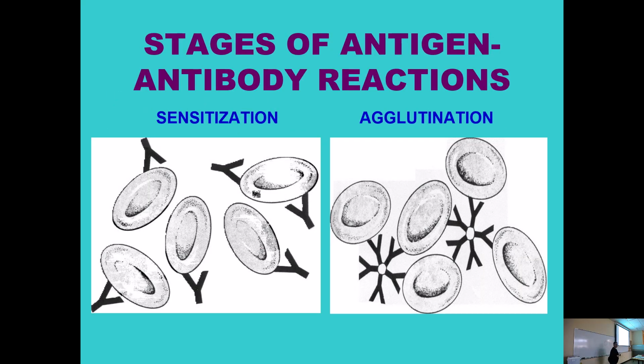So, stages of antigen-antibody reaction. I've got sensitization versus agglutination. Remember I talked about your IgGs being small. I'm going to attach to it and hang on to it, but I can't do anything else because this arm can't reach a second cell. Versus you've got these big IgMs that are like, oh, I'm going to cause major agglutination here. I'm going to grab onto all these cells, and then you can see me.